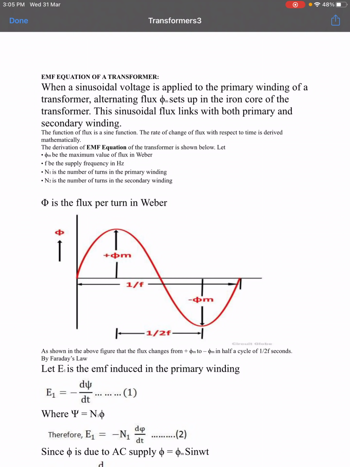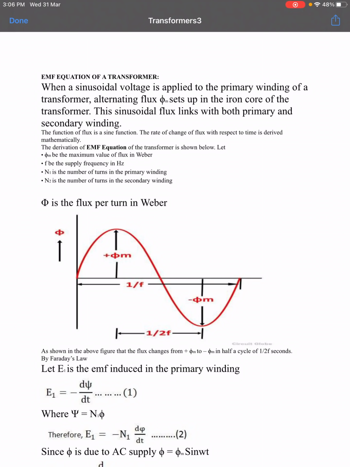So E1 equals minus N1 into d phi by dt, meaning the rate of change of flux. Based on the time, the flux linkages will also change. N1 is the number of turns, and the minus sign comes from Lenz's law, since the induced EMF opposes the applied voltage. So E1 equals minus N1 d phi by dt. This is the primary induced EMF.